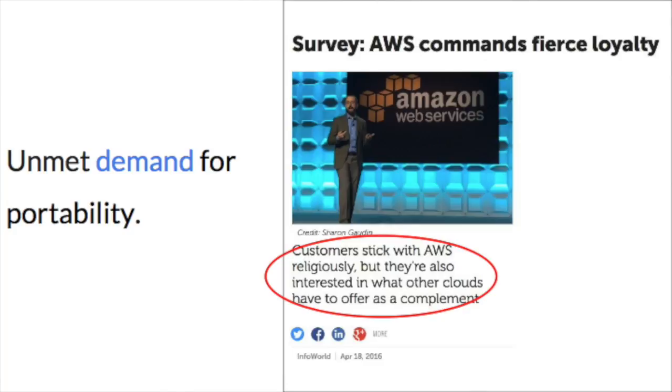And there's plenty of survey data out there that I found that showed that customers that have been around that lock-in cycle a few times are finding their switching costs astronomical. So they don't leave, but they wish they could. And they wanted to find out what other clouds have to offer as a complement.